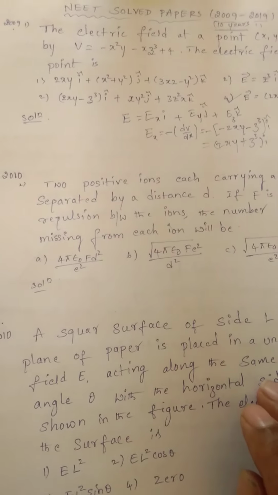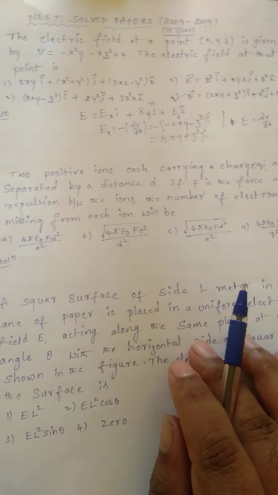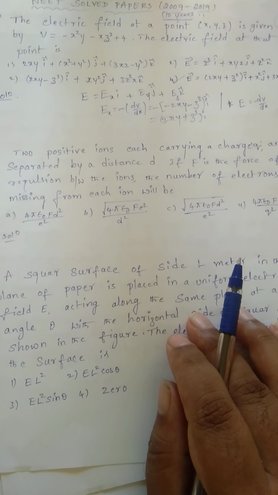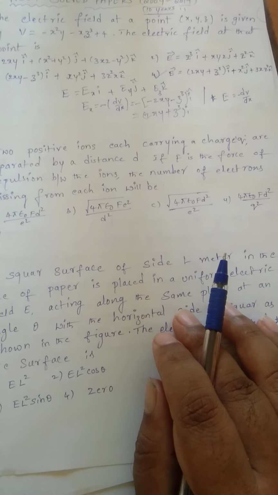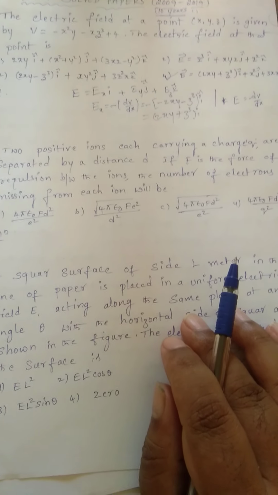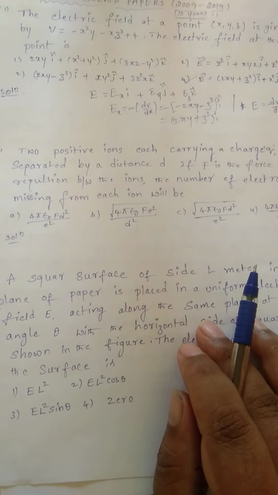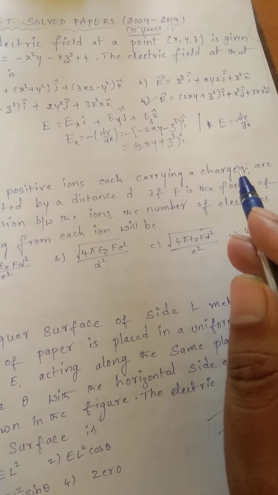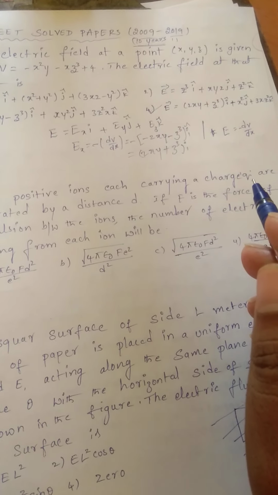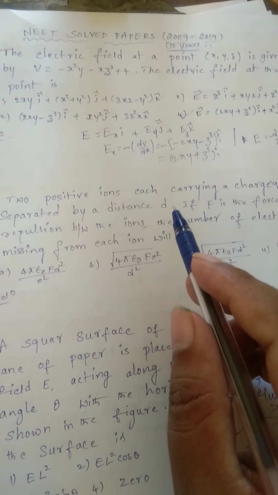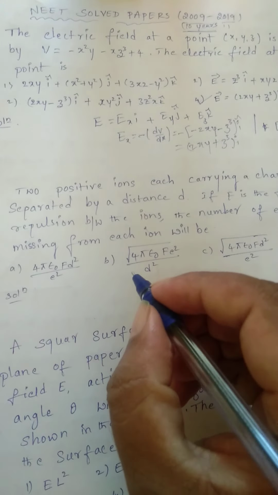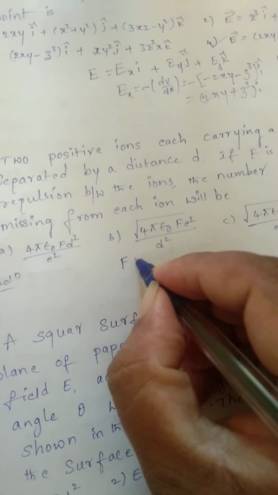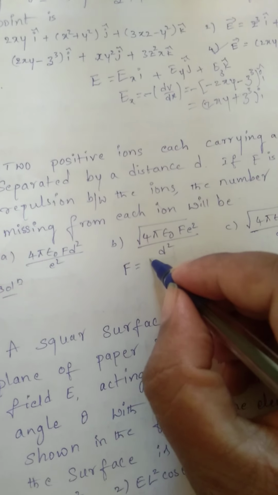Next, when you come to the 2010 question: two positive ions each carrying a charge q are separated by a distance d. If F is the force of repulsion between the ions, the number of electrons missing from each ion will be. So here there are two ions carrying a charge q, separated by a distance d. In such cases, we need to find the number of electrons missing. It is a direct and very simple question, so we can use the direct formula.